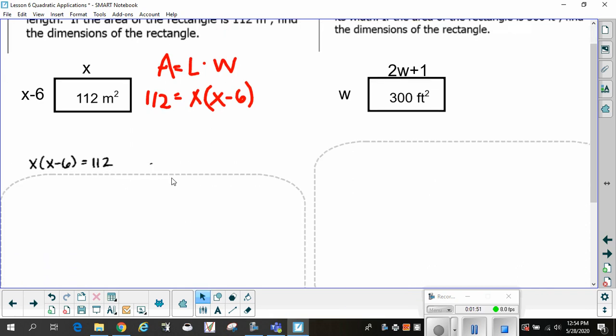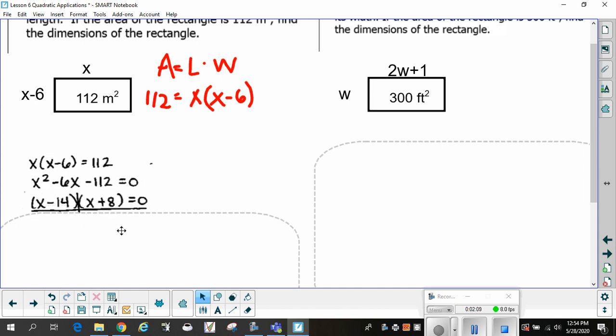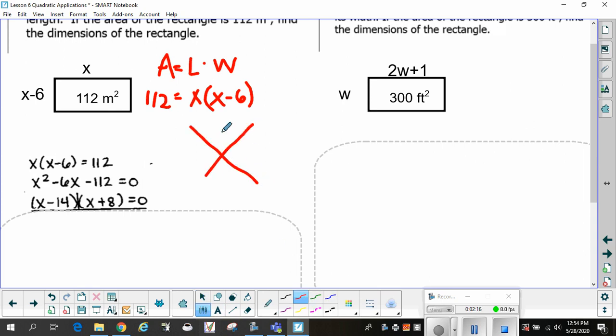Now, because it's painful to write using a mouse, I've got it already written down here. X times x minus 6 is equal to 112. I distributed the x, subtracted the 112. Now I'm going to factor. Remember, factoring would mean that I need factors of negative 112 that add up to negative 6. And since a is 1, I don't have to make it a star.